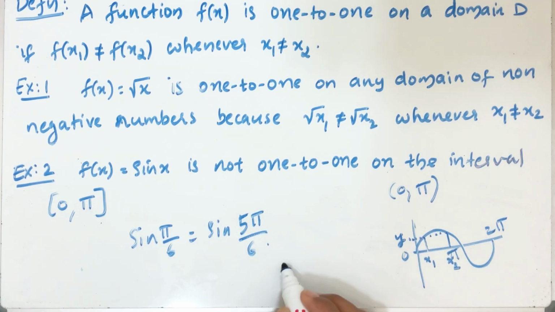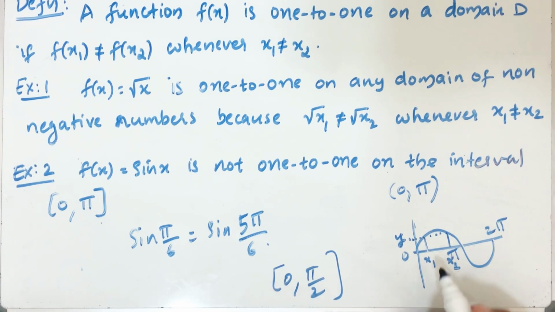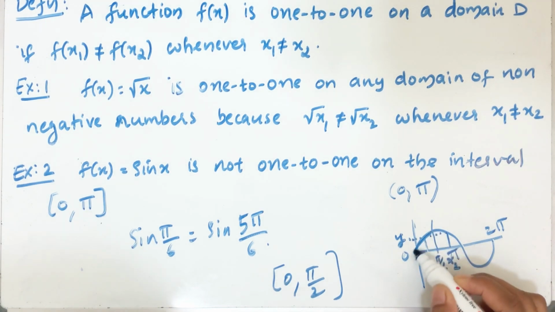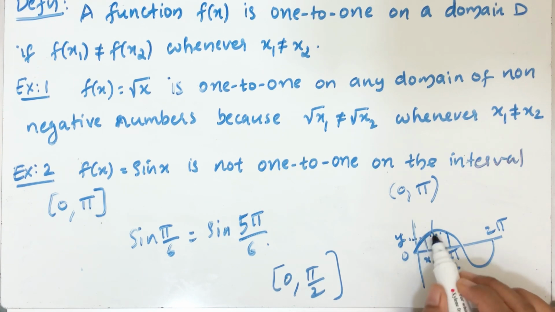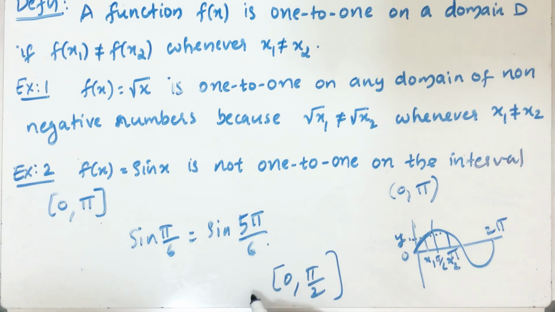But if we consider the interval 0 to pi by 2, then it is one-to-one, because we know that the sines of angles in the first quadrant are distinct. Or we can say, this is pi by 2, then this is the function. Here no two x have the same value. So the domain is important. In 0 to pi by 2, sin x is one-to-one. Here, without looking at the values, we can directly say from the graph whether it is one-to-one or not.